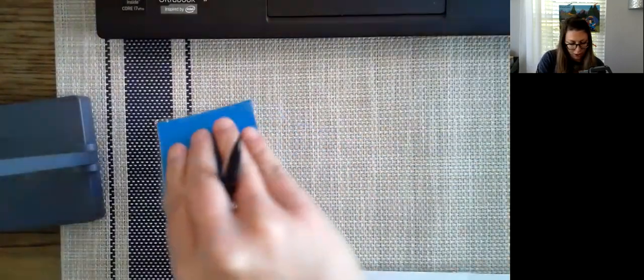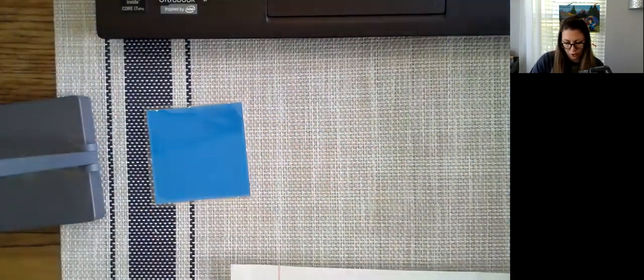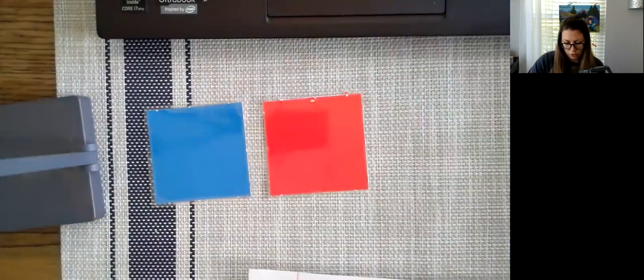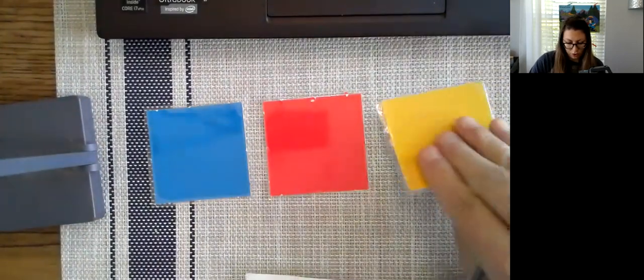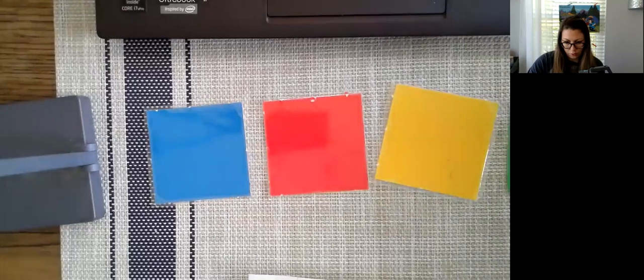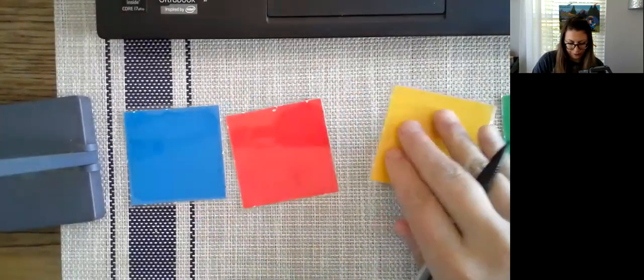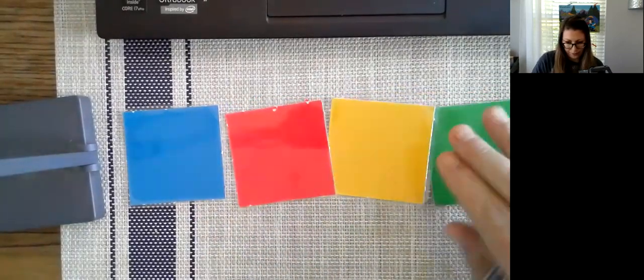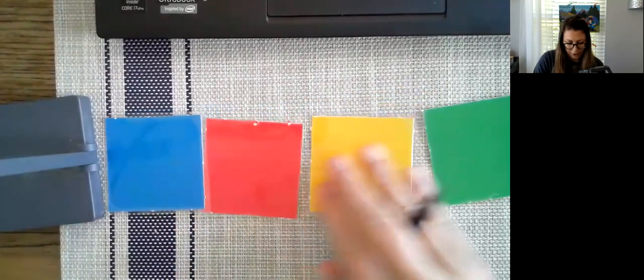All right, we have squares. 1, 2, 3, 4. You see all of them? 4 squares. So I'm going to write the number 4. Minus, let's say 1.